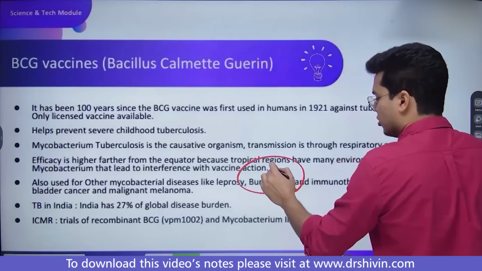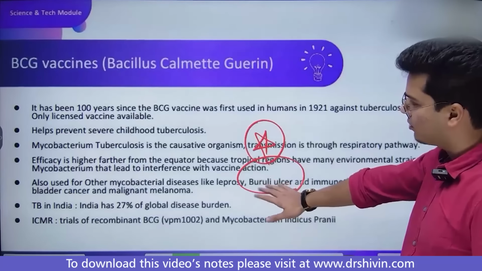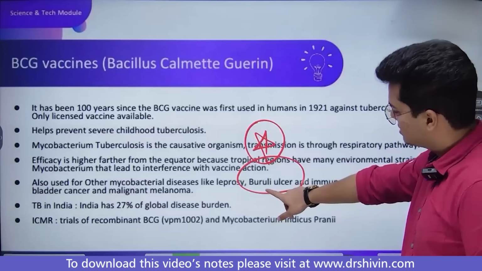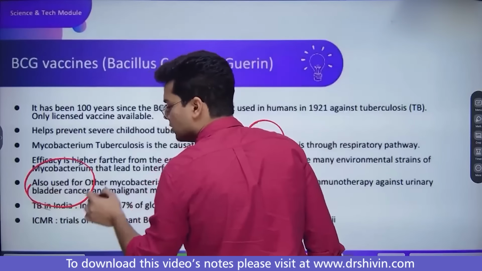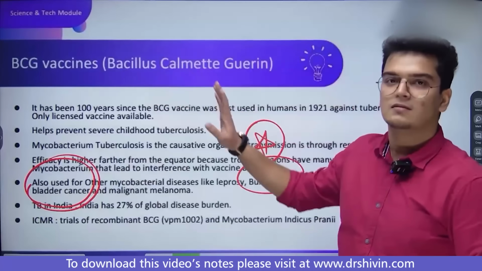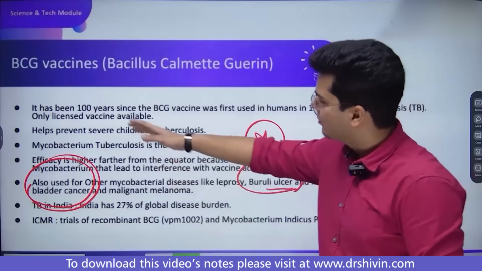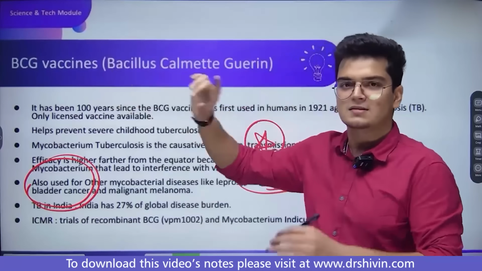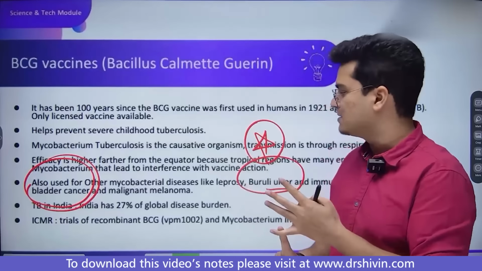Then there is a disease called Buruli ulcer. You don't need to know what it is. You will have to mug up that BCG is used against Buruli ulcer, and in case of bladder cancer also, we can use BCG. How? I don't want to explain here. It will take an hour. Okay. So BCG can be used against tuberculosis, leprosy, Buruli ulcer, and bladder cancer.